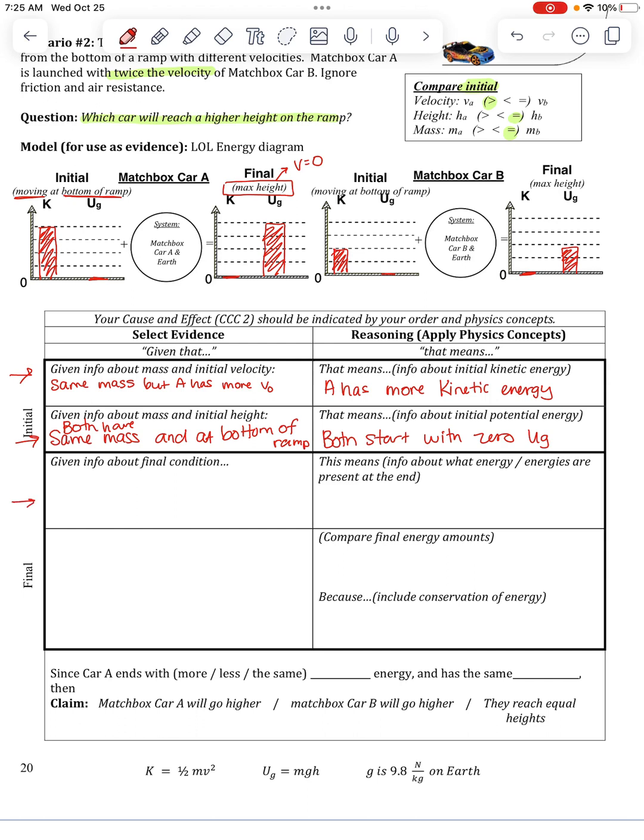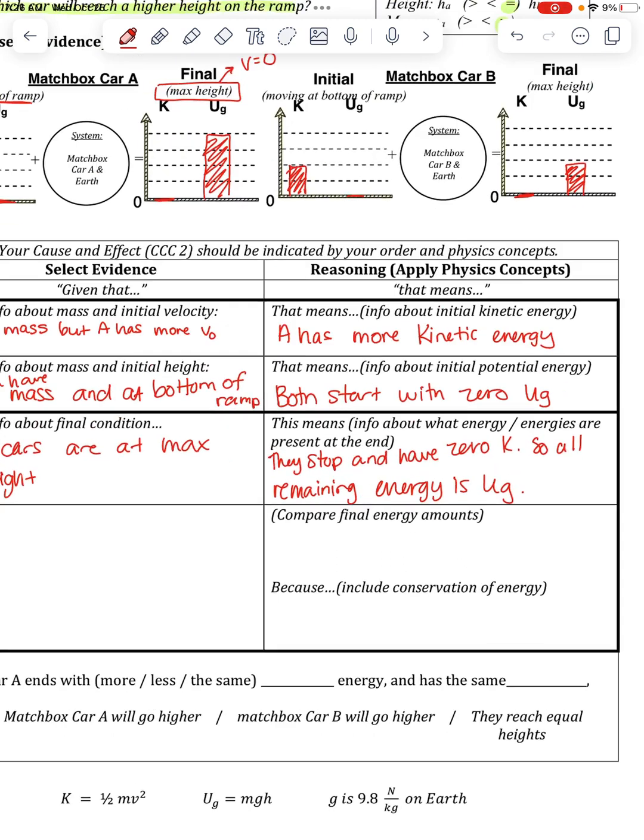All right, pause the video and write something about the final location. So what we know about the final location is the max height. So given that both cars are at the maximum height at the end, this means they stop and have 0 kinetic energy. The other thing kind of implied there is if they have 0 kinetic energy, all remaining energy is UG. So then you want to compare the final energy amounts.